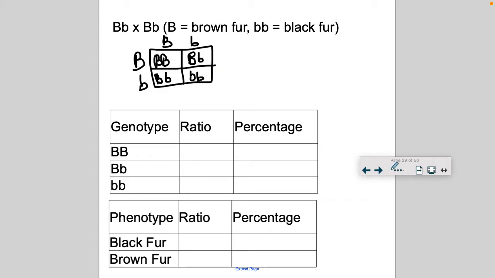Okay, got it. So, looking at our Punnett square, what's the ratio for big B, big B? Well, I look at my Punnett square, it's 1 out of 4. So the ratio is 1 out of 4. What's the percentage? 25.